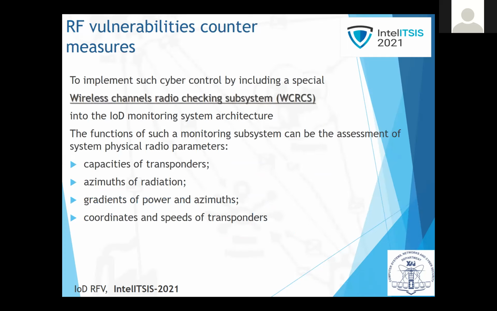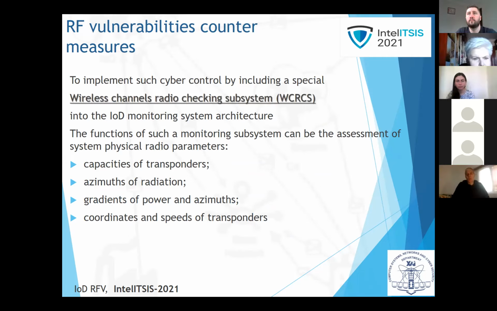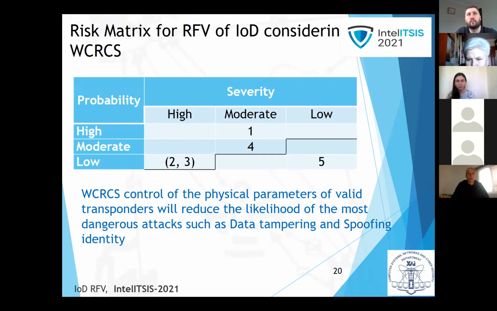The parameters by which the control subsystem for wireless radio channel functions are presented in this slide. We think the function of such a monitoring subsystem can be the assessment of system physical radio parameters such as capacities of transponders, azimuths of radiation, gradients of power and azimuths, coordinates and speeds of transponders. And after this, when we use these criteria, the risk matrix is a little bit changed.